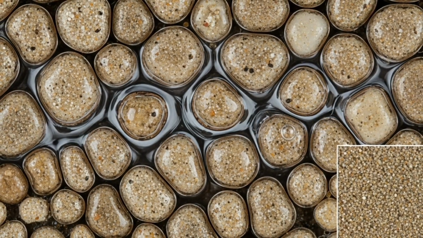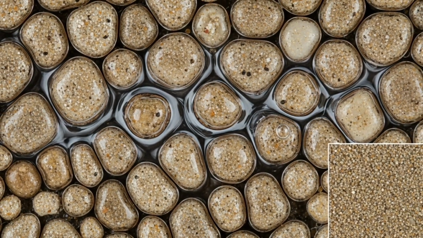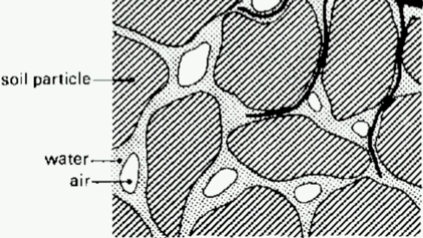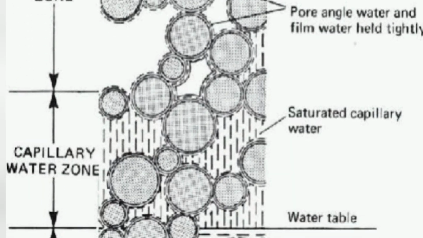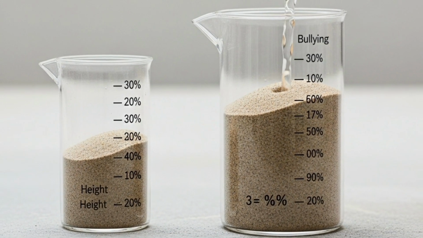A pro tip for site engineers: always batch concrete by weight, not by volume. If you must batch by volume, use a bulking chart or the simple test to correct your measurements, ensuring you get the correct proportion of sand in every batch.